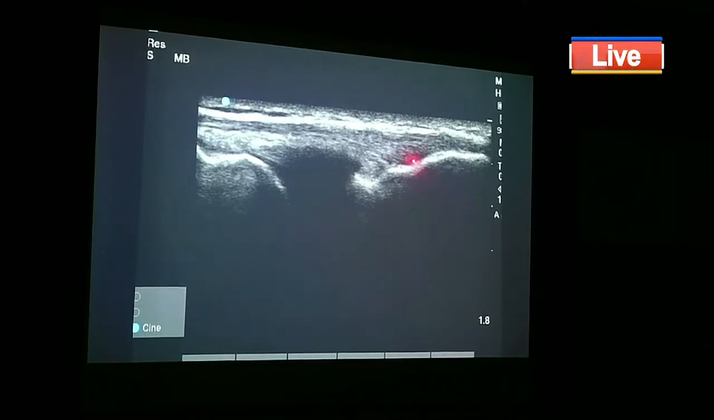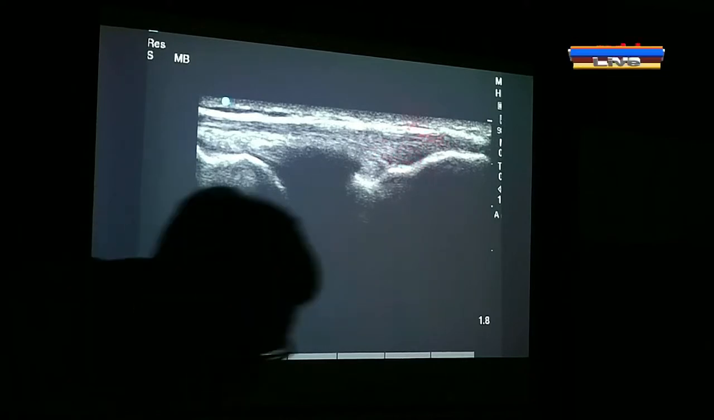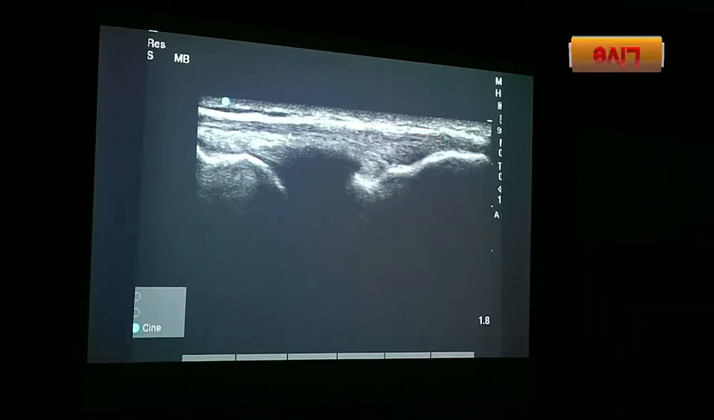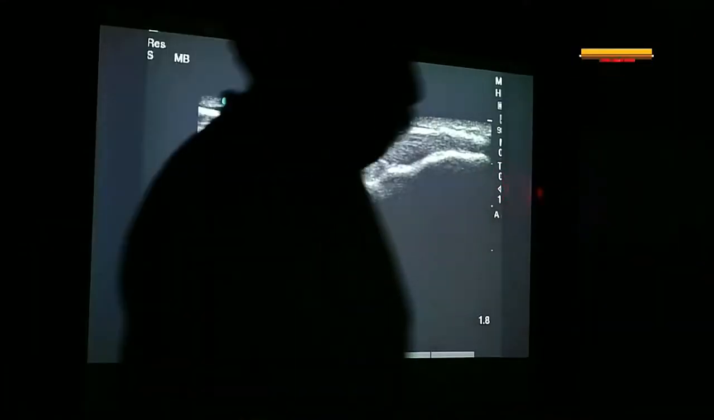But on the other hand, if it stays like this only, and you find some more collection, some more fluid, that means there's a tear. And after that, there may be an inflammation set up here. Other than that, you see all these longitudinal lines, this white fiber running like this, this black one running like this. So this is the normal regular structure of the collateral ligament.